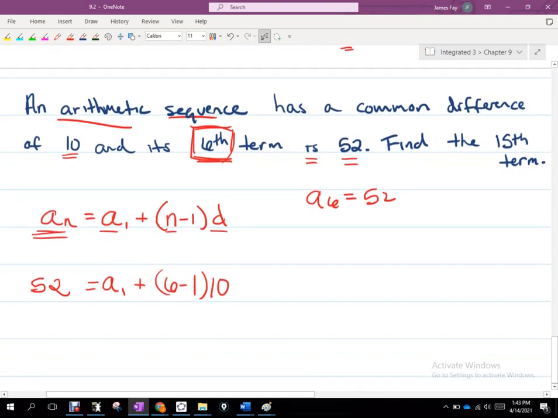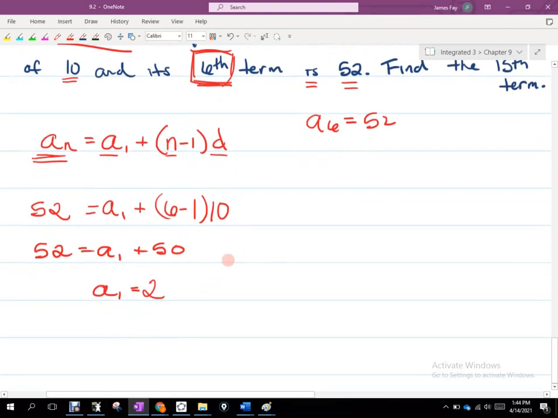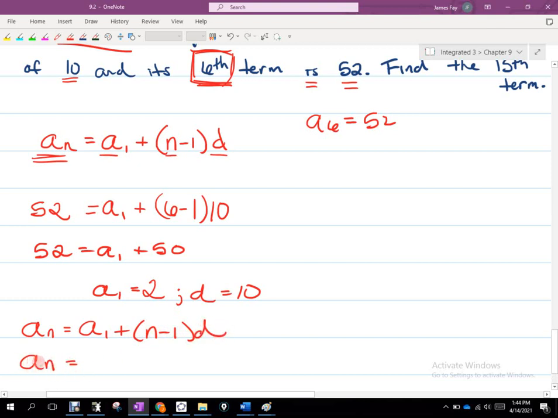So when I do that, I get 52 is equal to a1 plus, this turns into 50, right? So what's a1 then? Is a1 2? And to write an explicit formula for a sub n, all you need is your first term and you need your common difference. So when I want a sub n, I'm going to say it's a1 plus then n minus 1 times d. The nth term, a sub n, is found then by taking 2 plus then n minus 1 times 10.